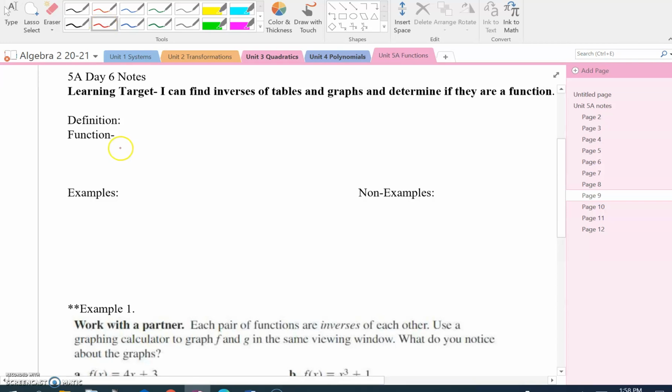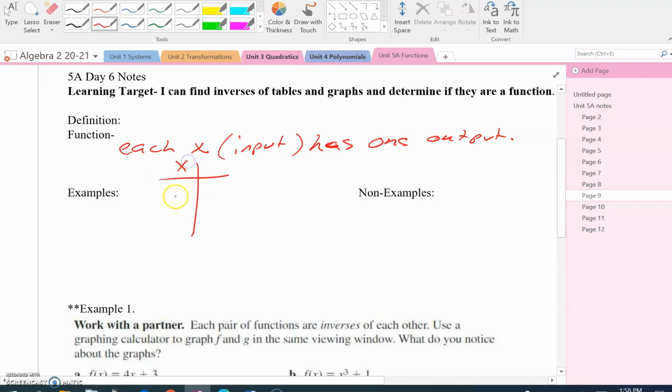So a function is when each x, or input, has one output. Okay, so the easiest way I can define that is just by a table. All your x's, you can have no repeats. Your y's can repeat all the time. So each x or input has one output. Okay, 0 has 5. Now they're the same outputs, but that's okay.